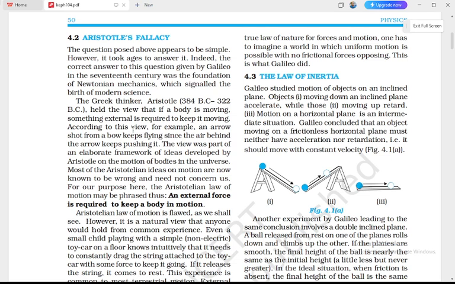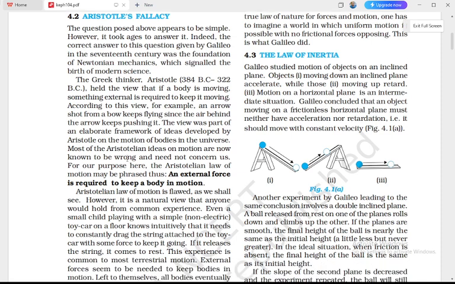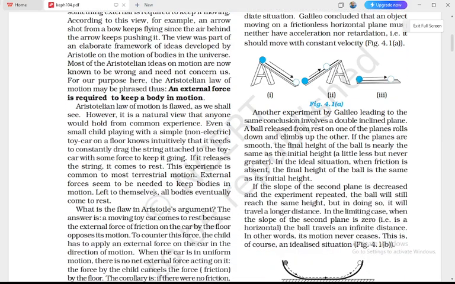According to this view, for example, an arrow shot from a bow keeps flying since the air behind the arrow keeps pushing it. The view was part of an elaborate framework of ideas developed by Aristotle on the motion of bodies in the universe. Most of the Aristotelian ideas on motion are now known to be wrong and need not concern us. For our purpose, the Aristotelian law of motion may be phrased thus: an external force is required to keep a body in motion.